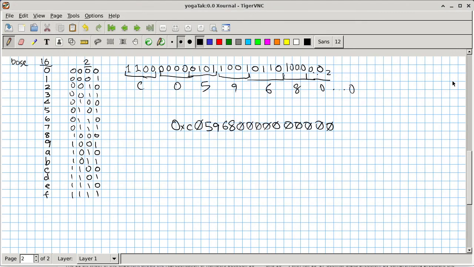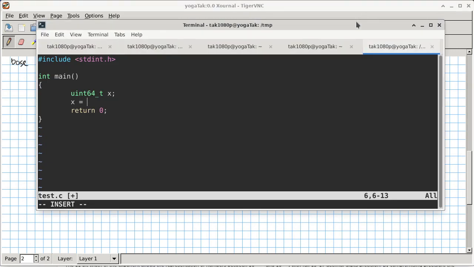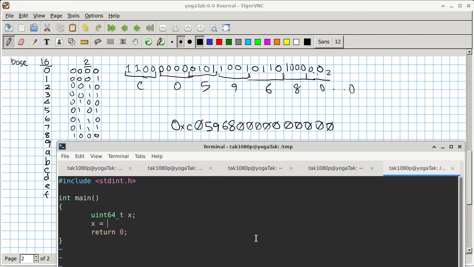All right, so let me see what is the best way for me to see both at the same time. I think that will work. So we have 0x C05968, and then 10 zeros. 1, 2, 3, 4, 5. There we go. And that's my entire program.